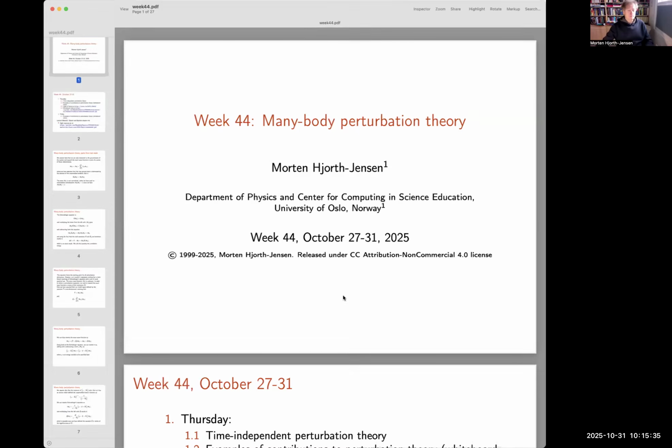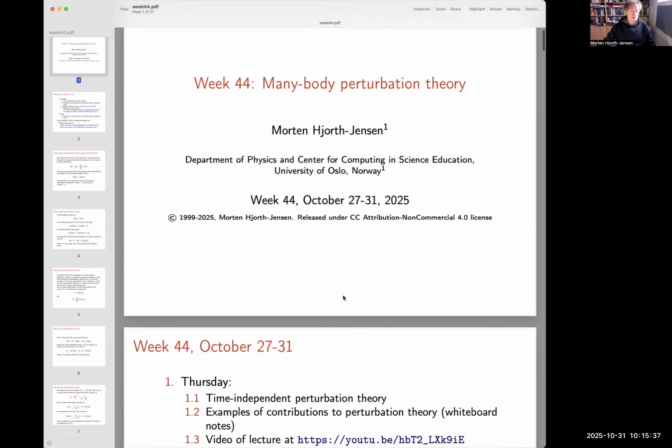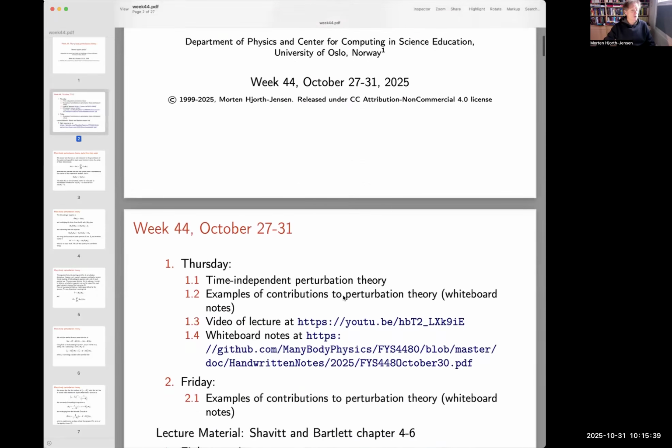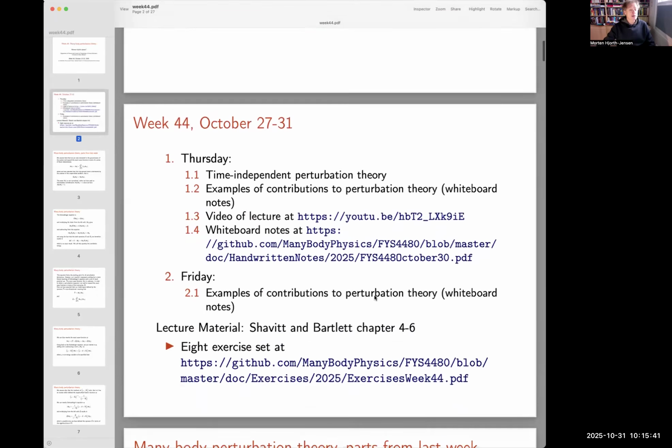Welcome back. The session today is a continuation of what we discussed yesterday, and it's going to be dedicated to different contributions to perturbation theory. These are mainly given by whiteboard notes.